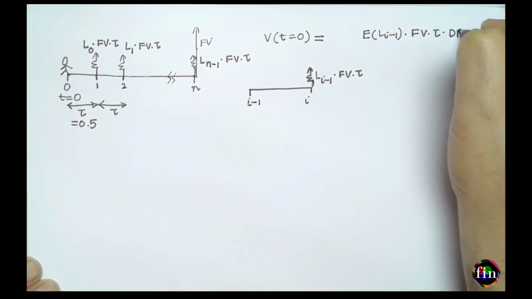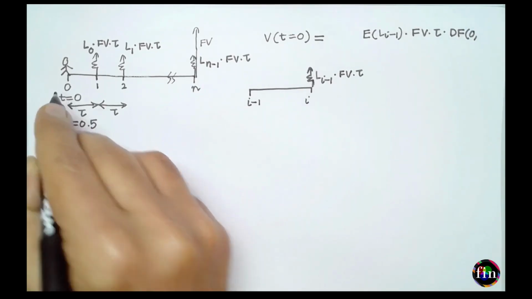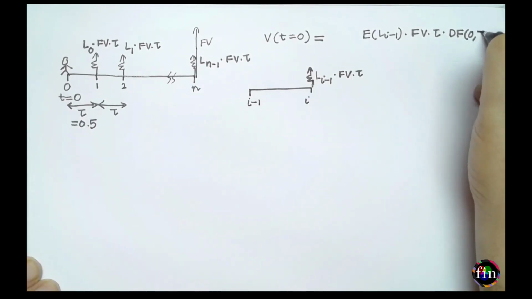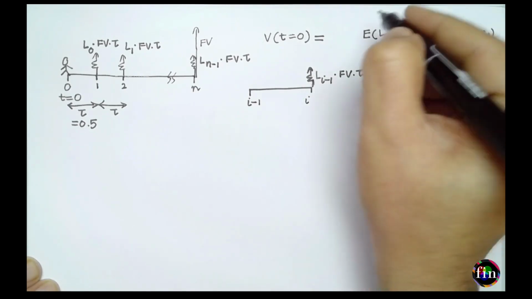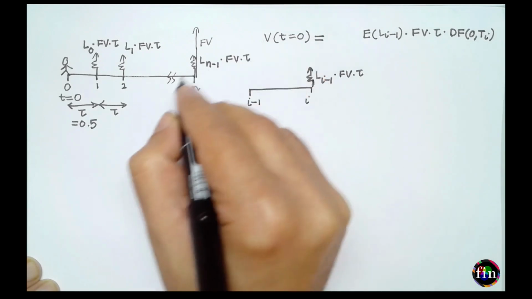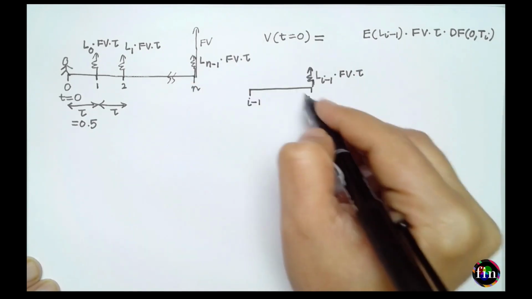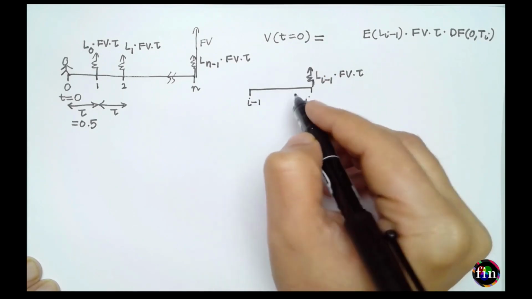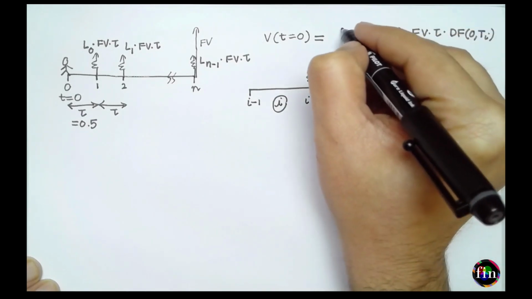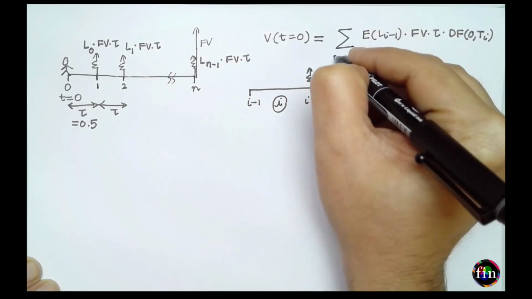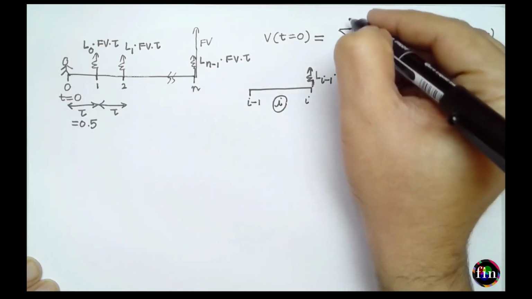Let me write down the discount factor as df from 0, which is where I am standing right now, till time ti, because this payment happens at time ti. This is the discounted value of this payment which happens at the end of period i. I can then sum this over all the periods, from period 1 till period n.